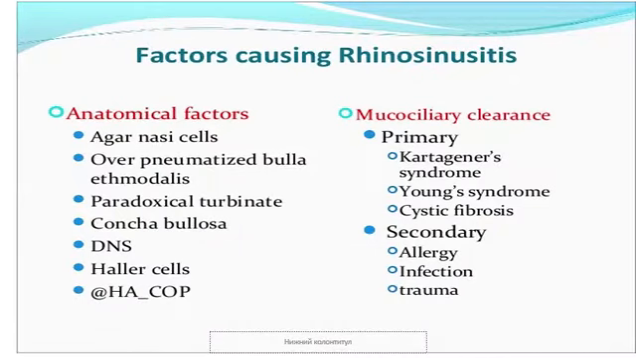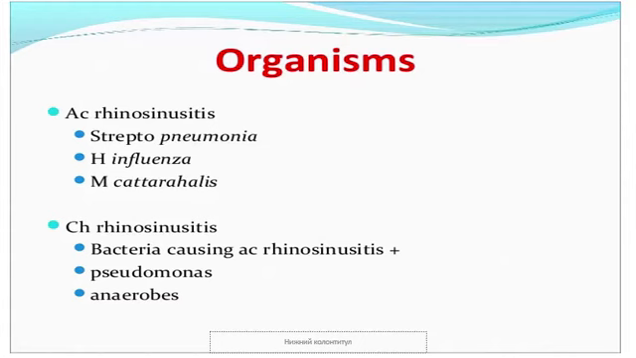The factors causing rhinosinusitis. There may be anatomical predisposition factors and mucociliary clearance factors. The anatomical factors, for example, agger nasi cells, over-pneumatized bulla, paradoxical turbinate, concha bullosa, Haller cells, are all predisposition factors. Mucociliary clearance problems may be primary or secondary. Primary means specific disorders, but secondary means allergy, infection, and trauma.